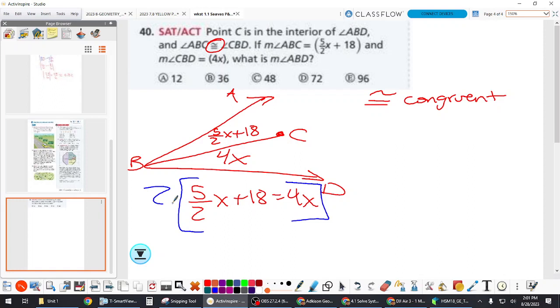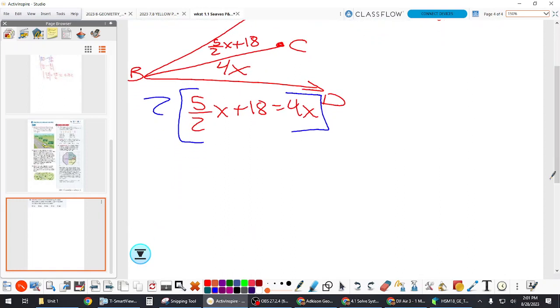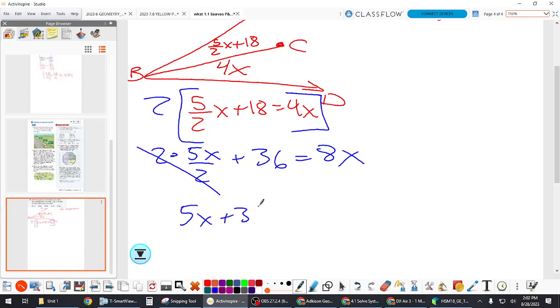Okay? Those of you who didn't do this homework, if you're just tuned out and zoned out, you're missing out. Make sure you're still with me. I'll get it for you in a minute. Yep. 2 times 5x over 2 plus 2 times 18 equals 8x. I just distribute. So get rid of fractions. What happens to these 2s? Yeah, so it's just solving this equation for x. Okay, skipping some steps there, but that gets you x to be 12. Then you plug it back in, okay? And then you'll find that this is 48, that's 48, and the total is 96.